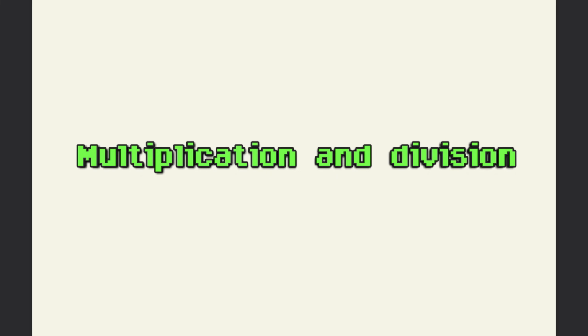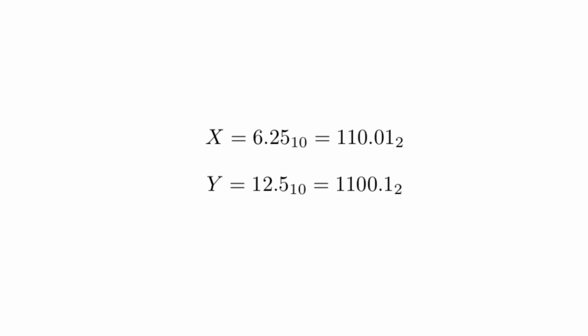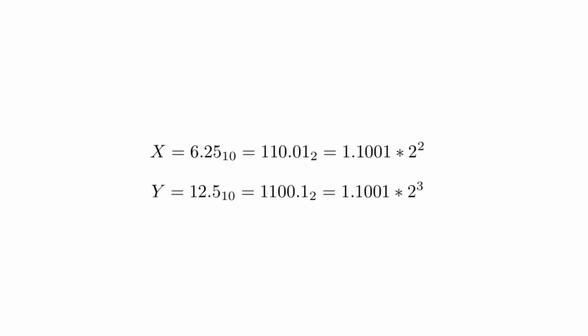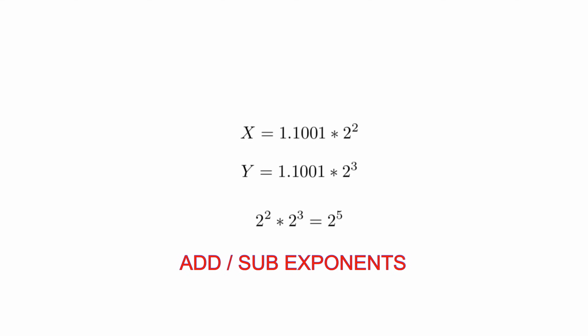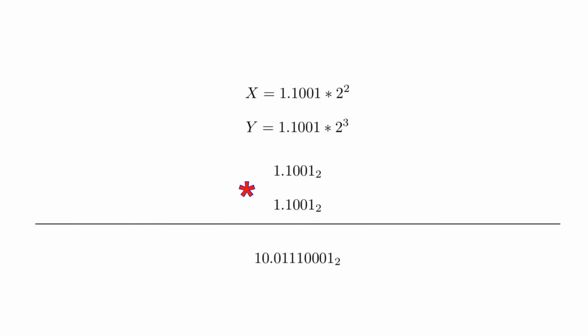Now let's see floating point multiplication and division. First, check for 0. If none of the operands are 0, proceed to add or subtract the exponents. Then, multiply or divide the significance. Normalize. And then round the final answer.